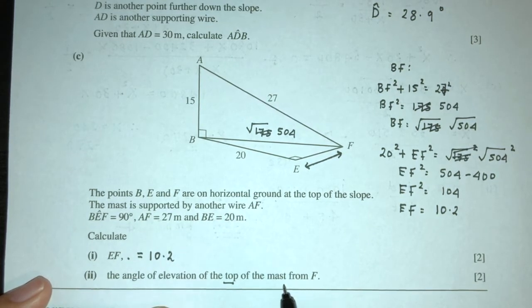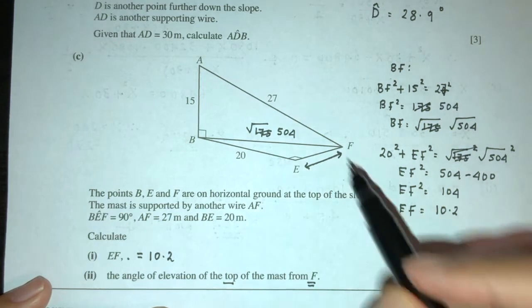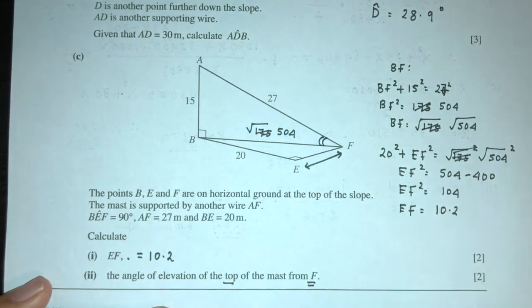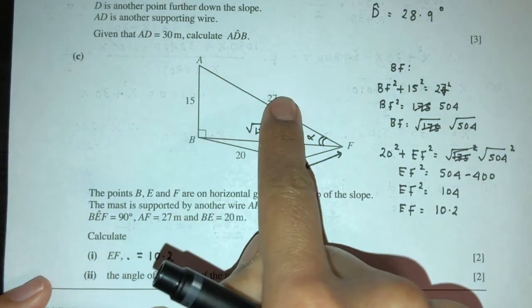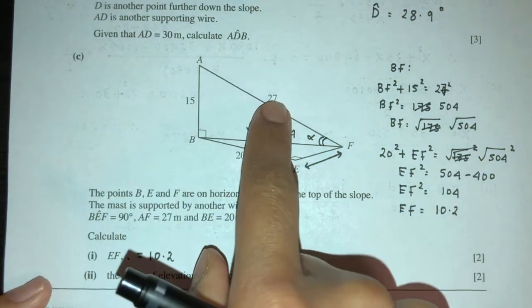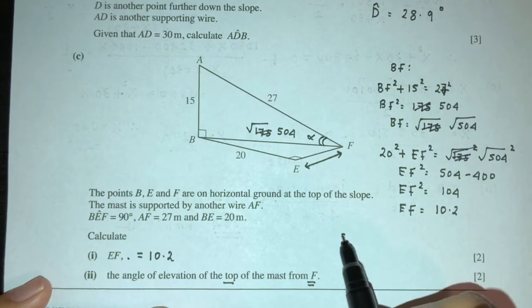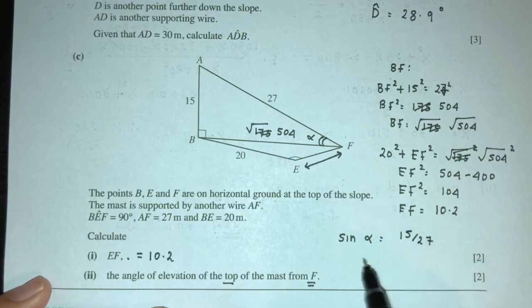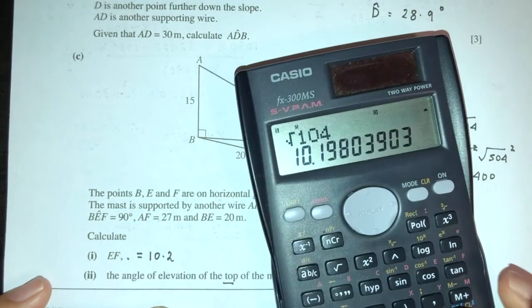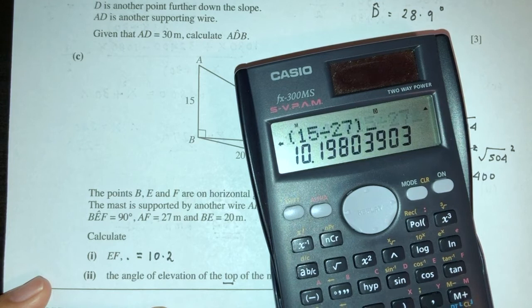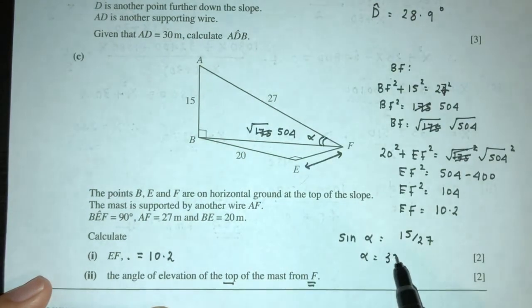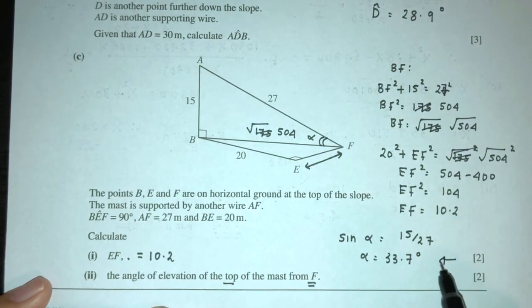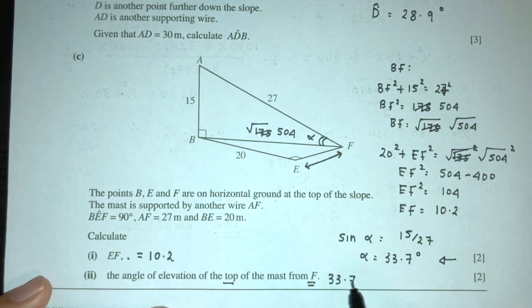So elevation will be this angle. So pretty easy. Let's call this one alpha. So how can you find this? You have to observe. You have this side and this side. This is your opposite side. This is your hypotenuse. You can use sine. So sine of the angle alpha is 15 divided by 27. Alpha will be sine inverse of 15 divided by 27. That will be 33.7 degrees for alpha. This is your angle of elevation from the point F.